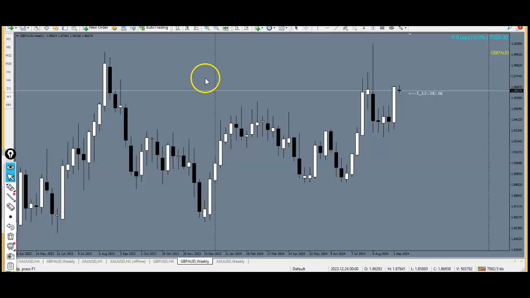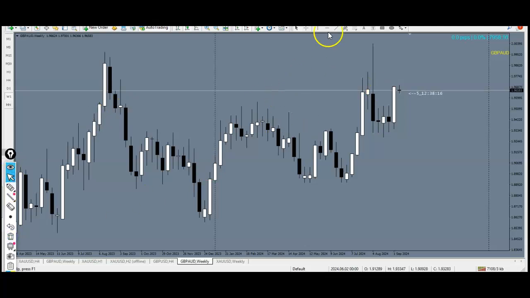All right, so let's go to the chart. This is the weekly chart of the pound Aussie. Last week we saw price started from here and closed up here. It was initially in this big range, right? So what do we expect this week?